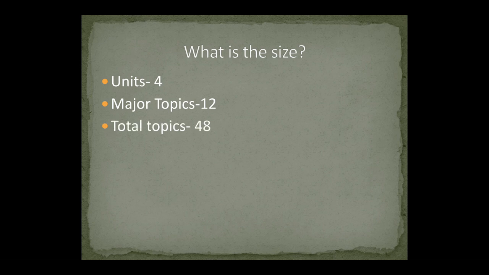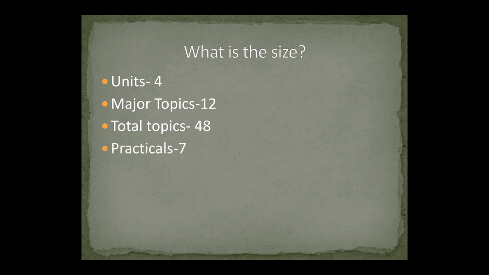What is the size of this syllabus or this paper? Like all other papers, this year you'll be having 4 units in each paper. Each unit will have on average 3 topics, so there will be around 4 units and 12 major topics. Each topic will have around 4 to 5 subtopics. So altogether there will be around 48 topics that you have to study.